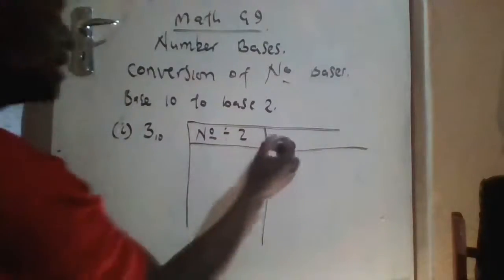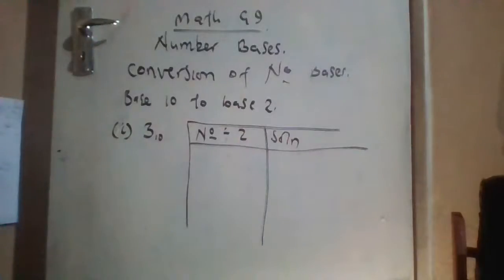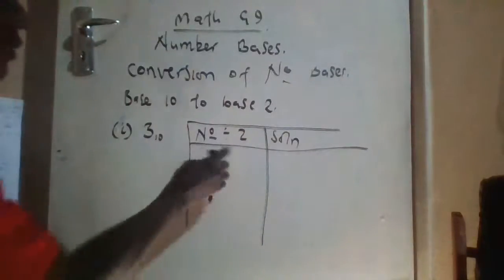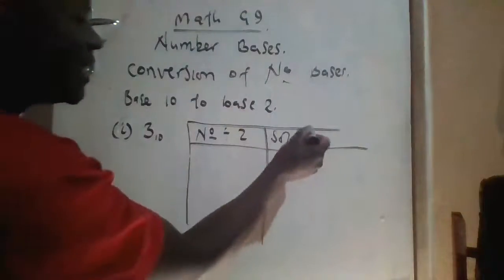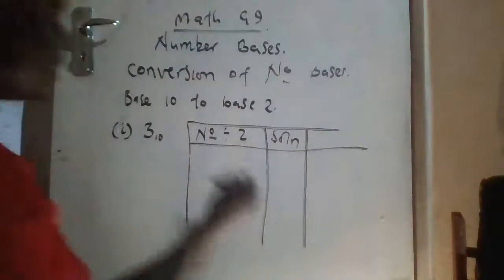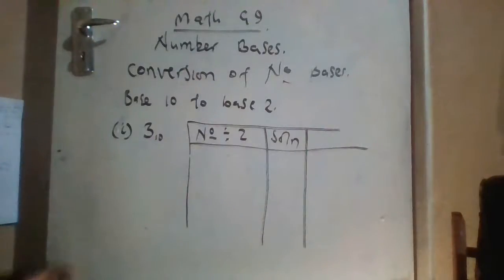Then the other one is the solution. Allow me to use a simple way of writing. Solution. When you do the conversion here, the answer you find, you write it here. But remember, we are dividing that number by 2, so we're likely to have a remainder.